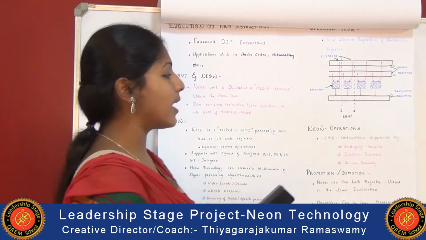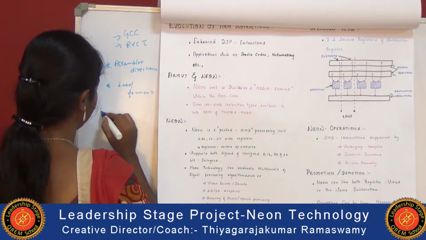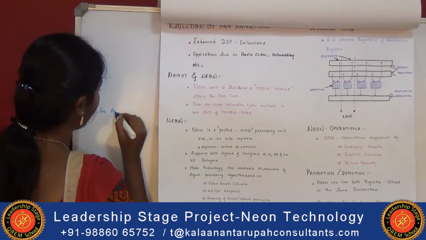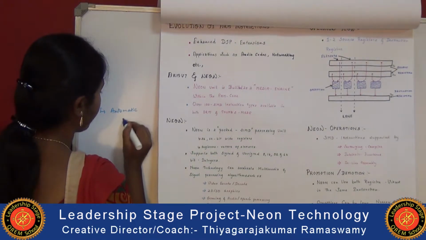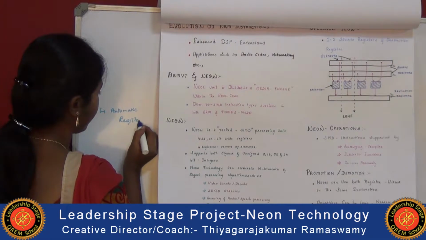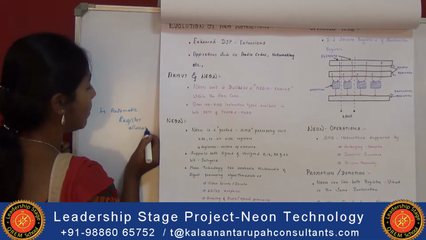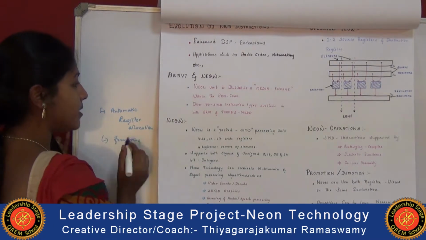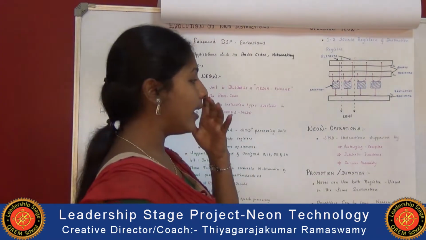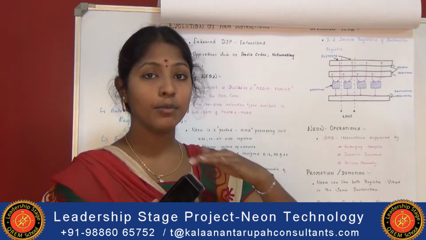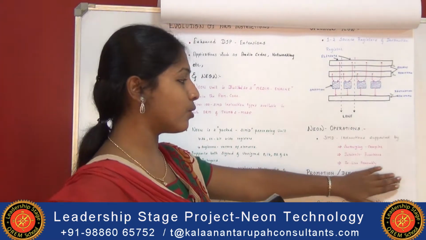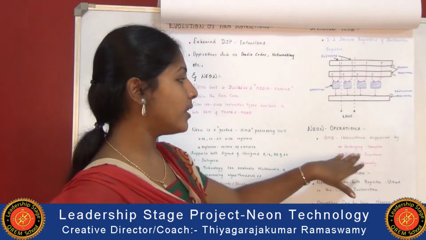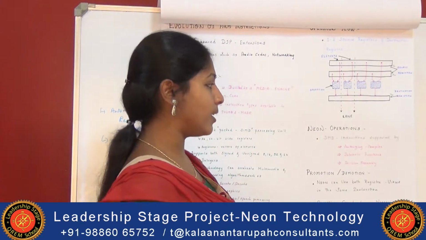It provides some additional features like automatic register allocation and formatting. These are the additional features used for this intrinsic function. Mainly this intrinsic function gives access to some low level functionality using C or C++ source code. So it uses a function call interface using C or C++, so that these intrinsic functions can perform the Neon operations.